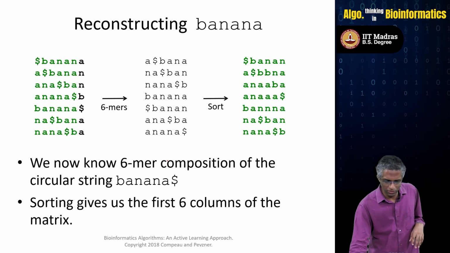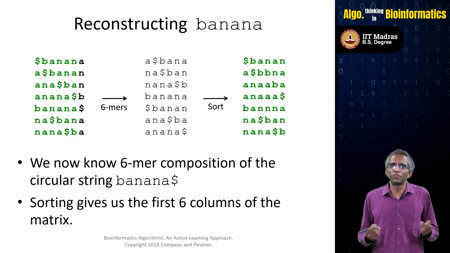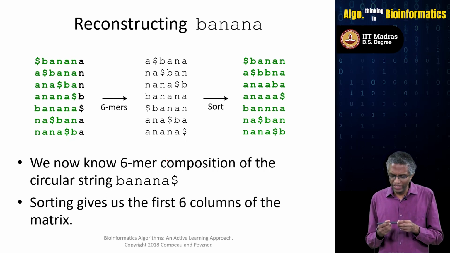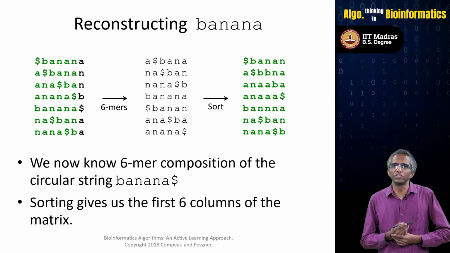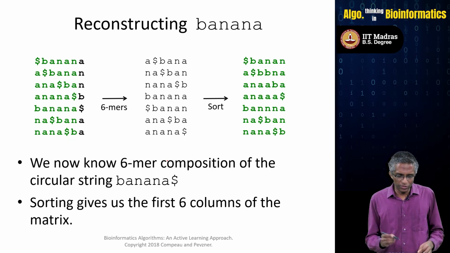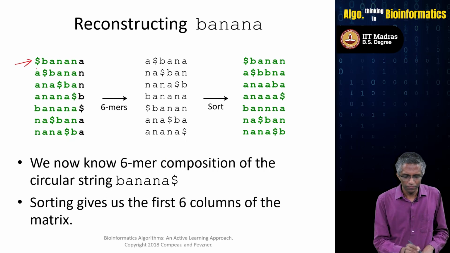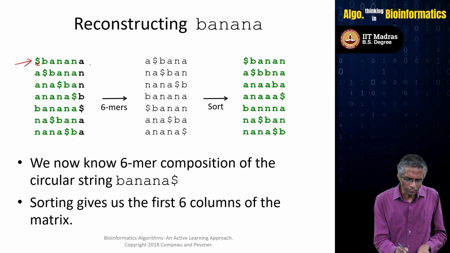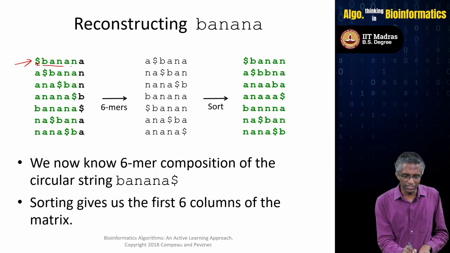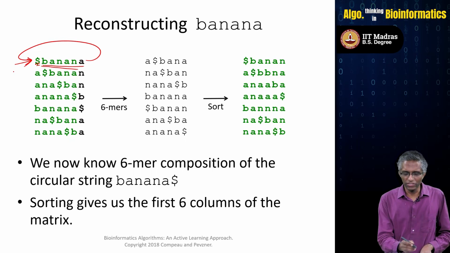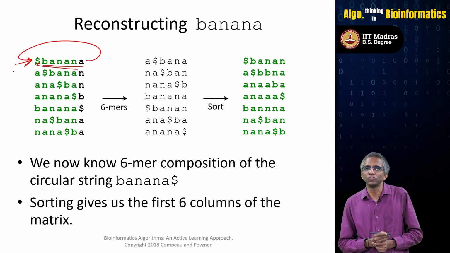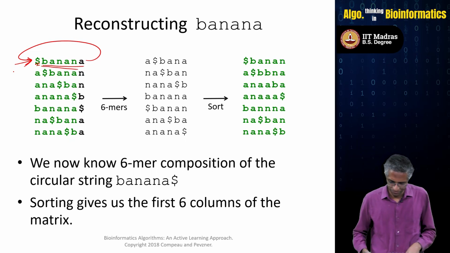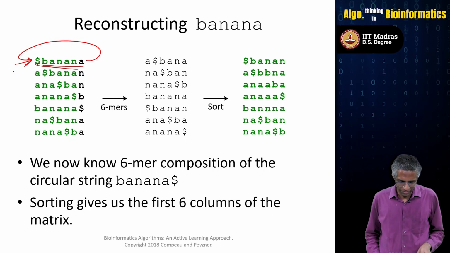Now if I know all the columns, any row of this matrix will tell me what the original genome is. Just for simplicity, I can take the first row. Dollar is the final one. If I know the rest of the string, this is a cyclic rotation, so the rest of the string is going to be my genome. So banana is going to be my genome.